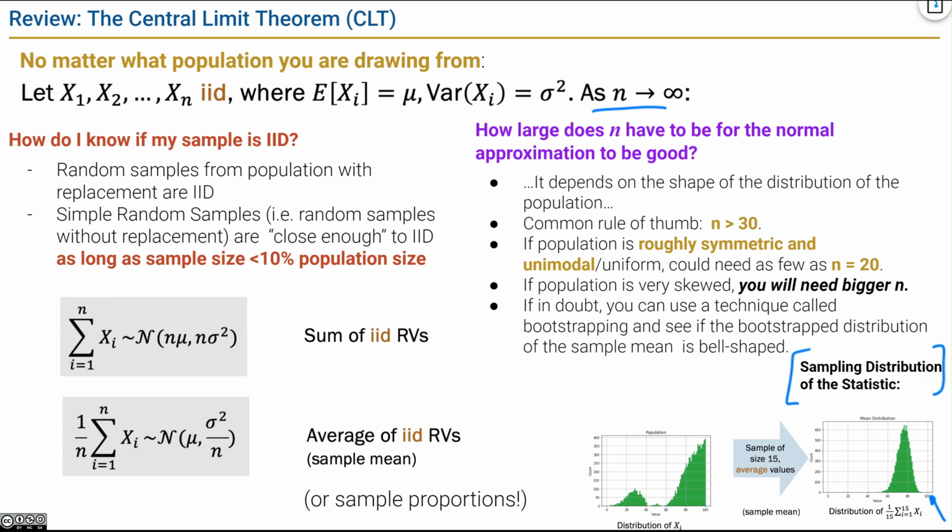So when in doubt, you can use a technique called bootstrapping to peek in on the shape of the sampling distribution of the mean before you make any assumptions as to whether or not the central limit theorem holds, that is, whether you have a large enough n. And we will be covering bootstrapping in a future lesson.